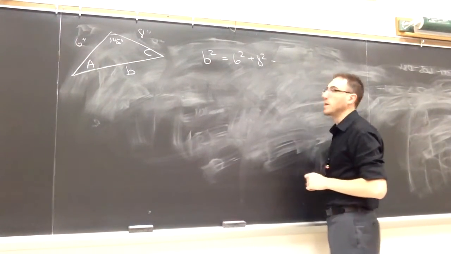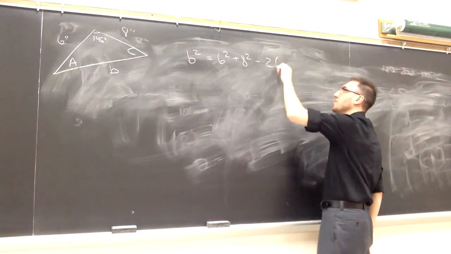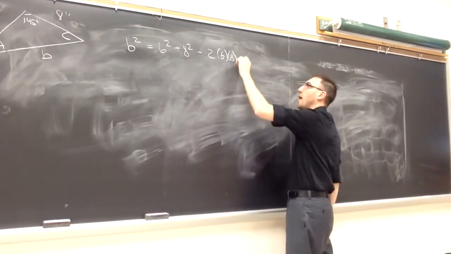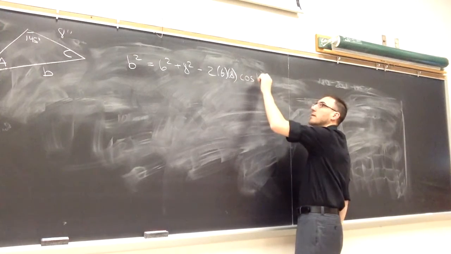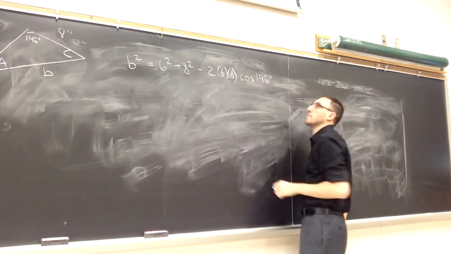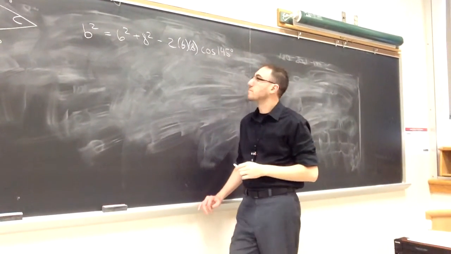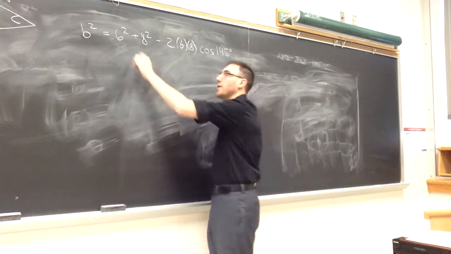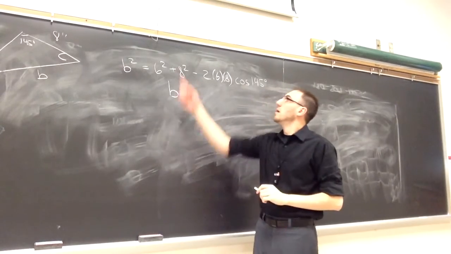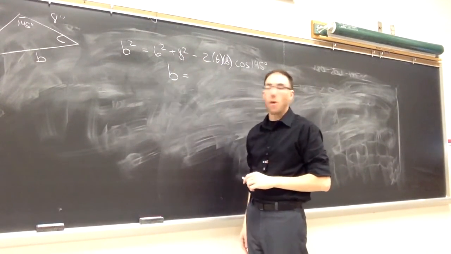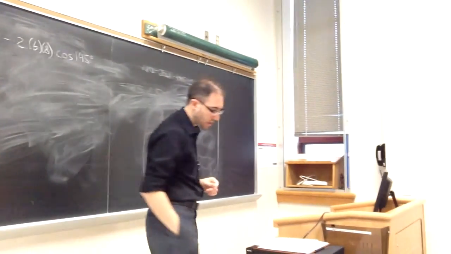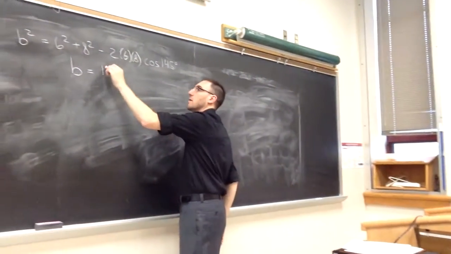So using law of cosines here, we have the 6 squared and the 8 squared minus 2 times 6 times 8 times the cosine of that included angle, 145. So setting up this way, we start with 1 equation for the 1 unknown B. Go through this, I can take the square root of both sides and find that the value of B, that length is 13.4 inches.